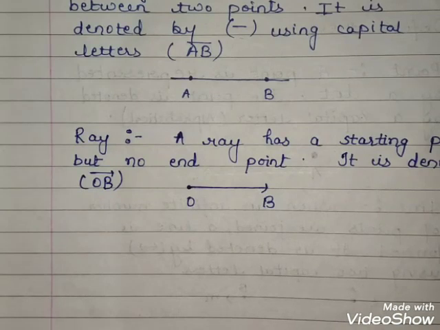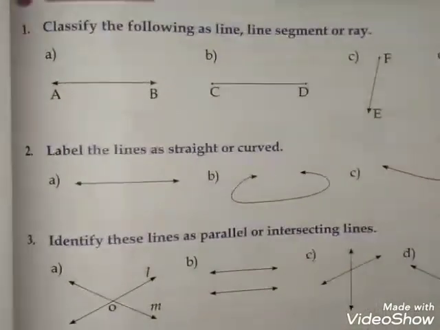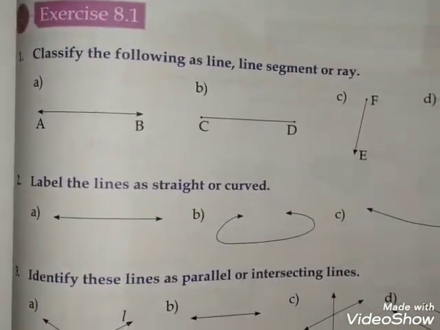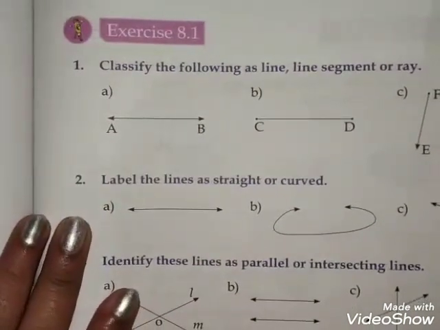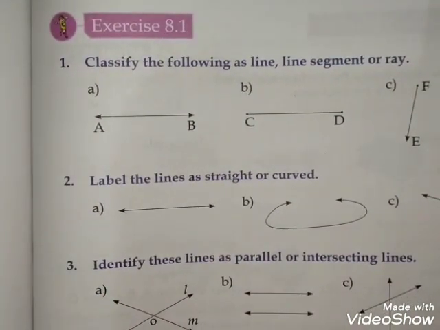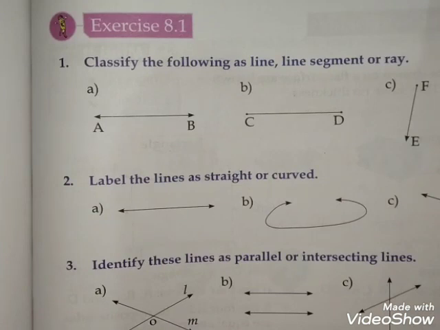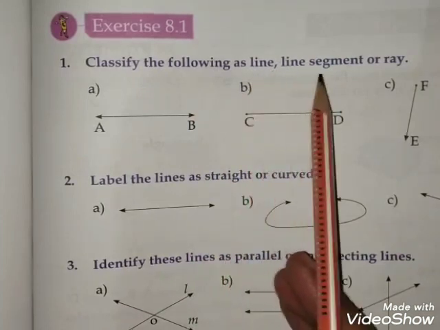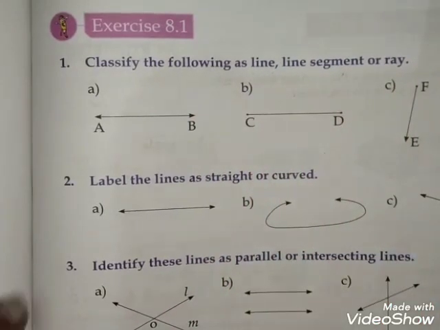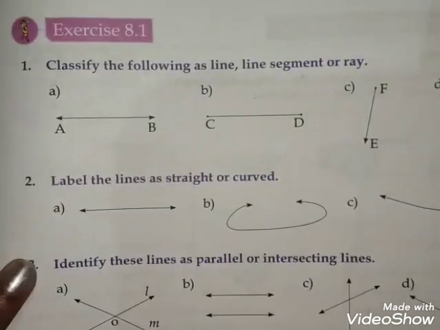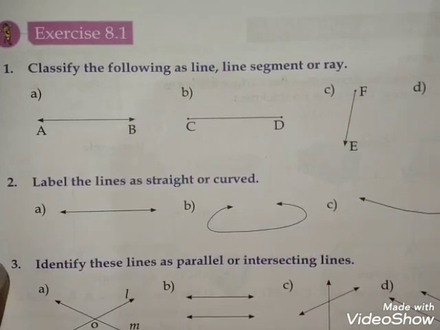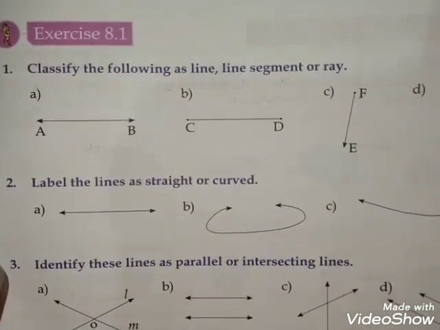Alright, so children, these were the definitions which we have completed now. Okay, now we'll move to the exercise. So here you need to take out chapter number 8 and exercise number 8.1 in your book. Now we will read out the question: classify the following as line, line segment or ray. So here some figures are given to us and we need to classify which one is a line, which one is a line segment and which one is a ray.